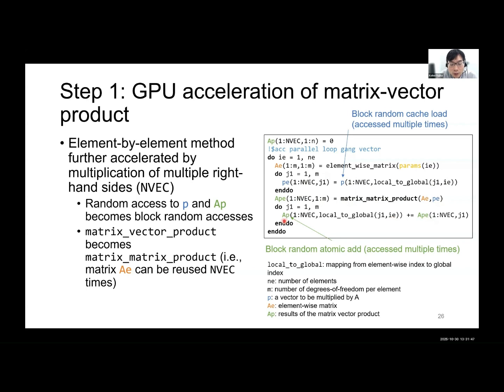And then the addition into the left-hand side vector also becomes a block random access, which is also efficient. So this can be efficiently computed. Also, we only need to generate this local matrix once per NVEC. So the computation itself is reduced.